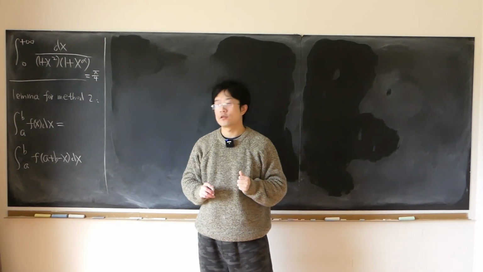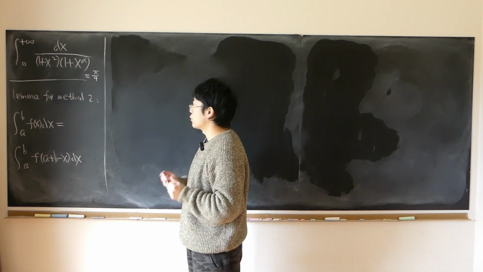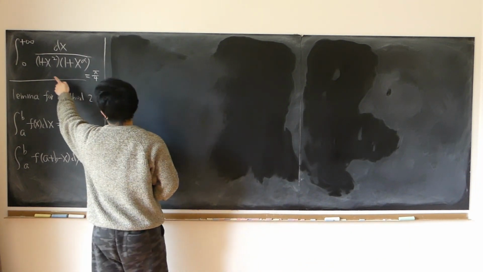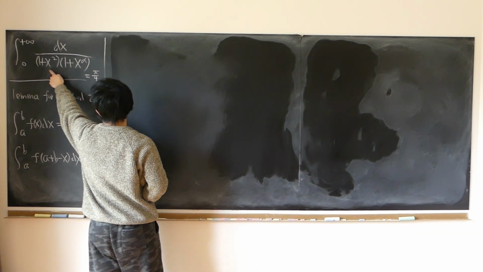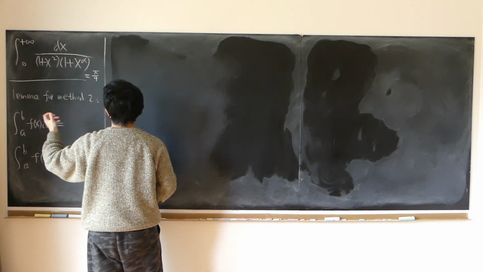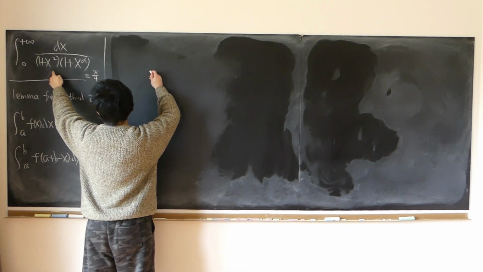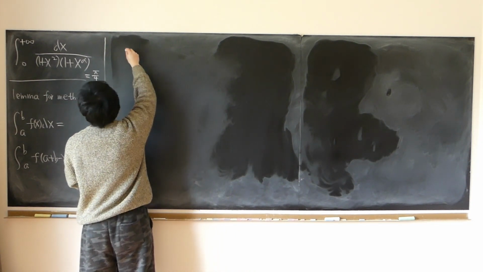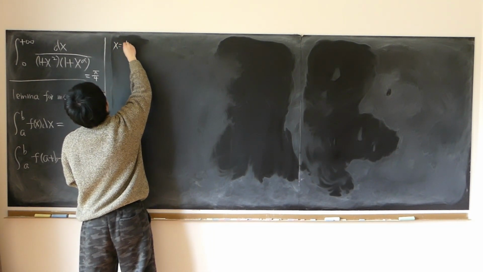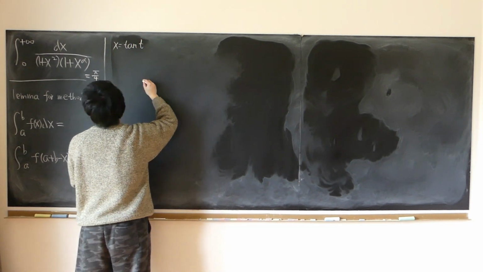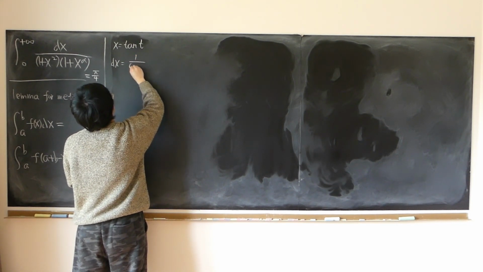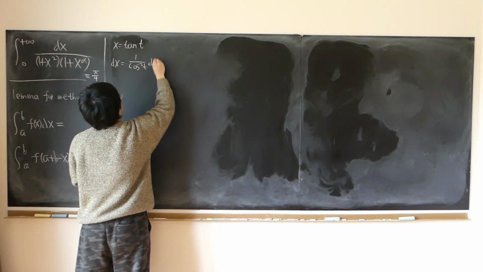So now I'm done with the first method. For the second method, a natural thought is to use the trigonometric substitution. Every time we see 1 plus x squared, we immediately react and say, let x equal tangent t, or tangent theta, anything. So we let x equal tangent t. I want to know what dx is: 1 over cosine squared t dt.